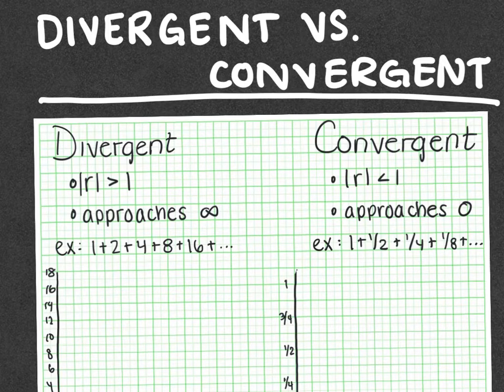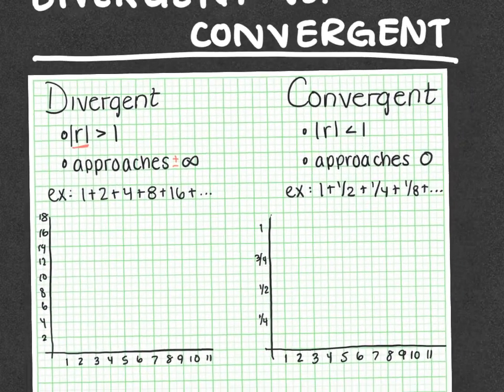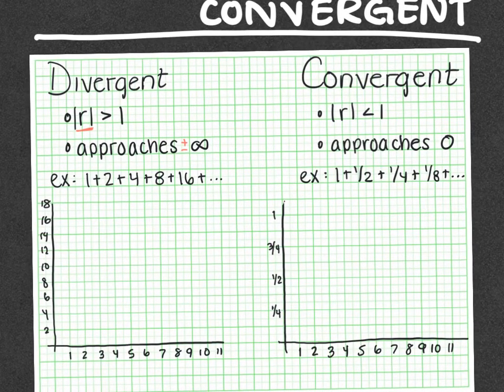So a divergent series is where our common ratio is greater than 1. And when this happens, our values are all going to approach infinity. So they're going to get bigger and bigger and bigger, or they could be negative. They could also approach negative infinity because they could get smaller and smaller and smaller. So an example of this, if we have 1 plus 2 plus 4 plus 8, etc.